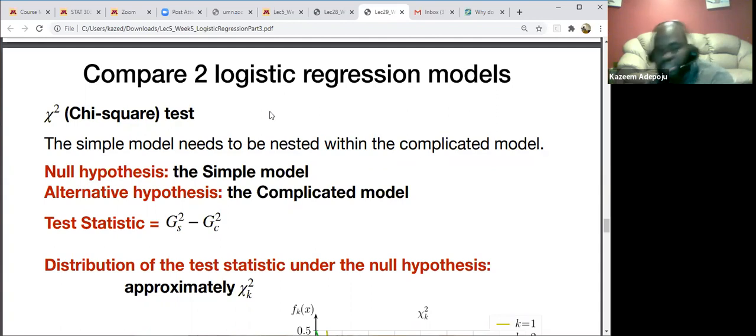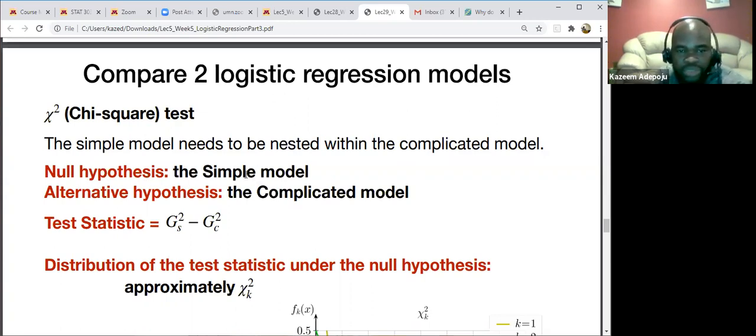But you know what? The way we do that in logistic regression is quite different from the way it is done in linear regression. And I'm going to start with the two models right now.